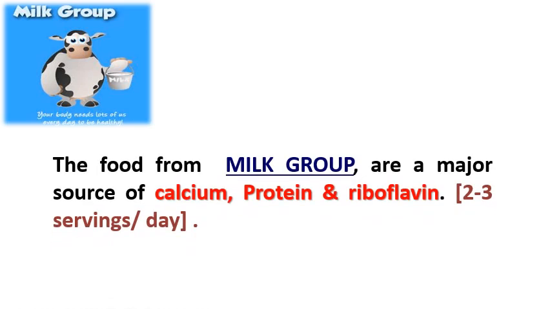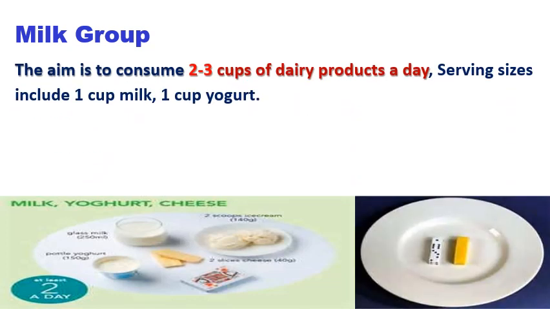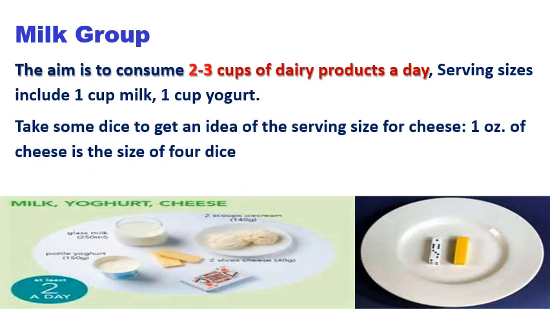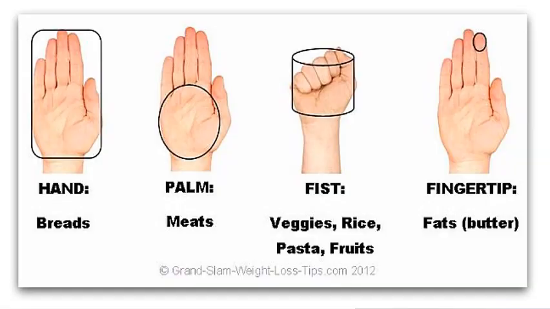The foods from the milk group are a major source of calcium, protein, and riboflavin. We have to consume 2 to 3 servings of this group per day. The aim is to consume 2 to 3 cups of dairy products per day. Serving size includes 1 cup of milk, 1 cup of yogurt. Take some dice to get an idea of the serving size for cheese. 1 ounce of cheese is the size of 4 dice. These are good visuals to understand serving size.